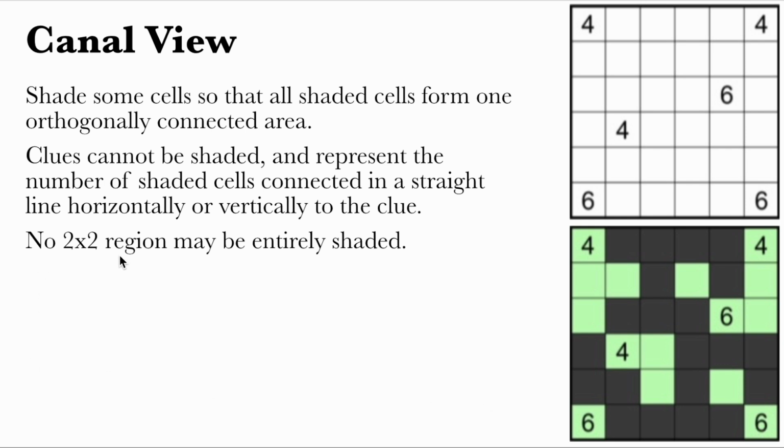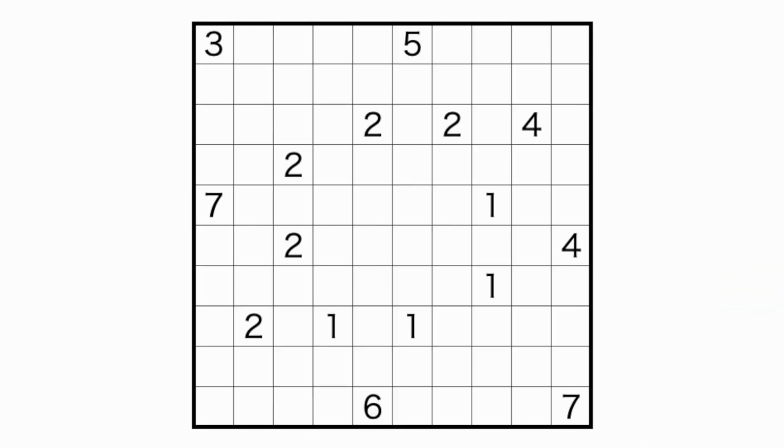And no 2x2 region may be entirely shaded. That'd be familiar with from genres like Nurikabe, where whenever you have a 2x2 region of cells, at most 3 of those may be shaded. Those are the rules of Canal View, and it's time to solve a puzzle. Today's Canal View was set by Freddie Hand.